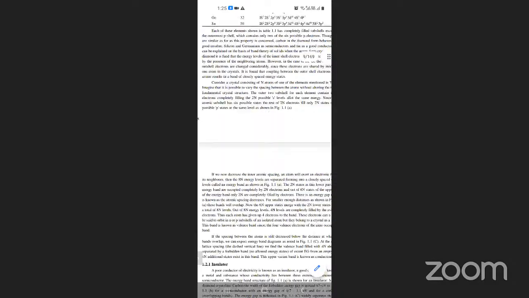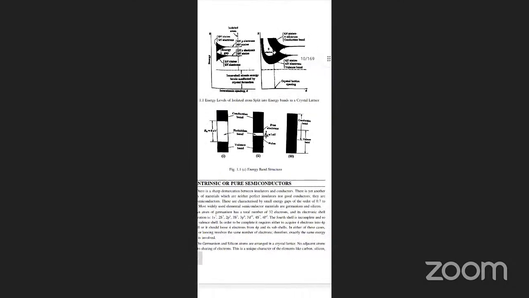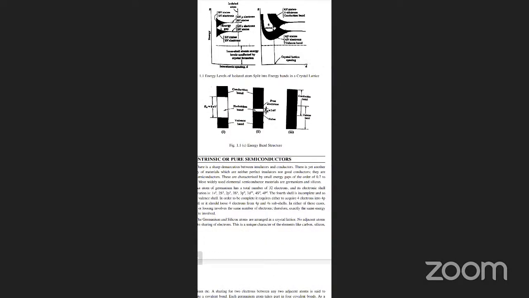But between the valence band and the conduction band, there is a gap. That gap is nothing but the forbidden energy gap. According to the band theory of solids, materials are characterized in three categories. You can observe that in the diagram: the first one is insulators, the second one is semiconductors, and the third figure, C, indicates conductors.